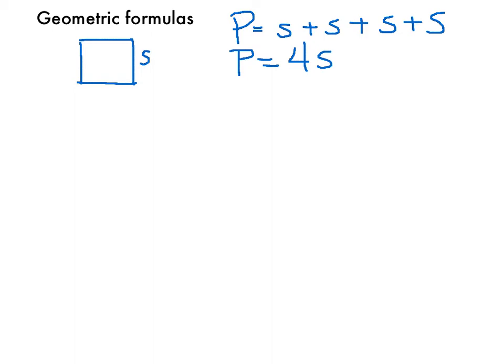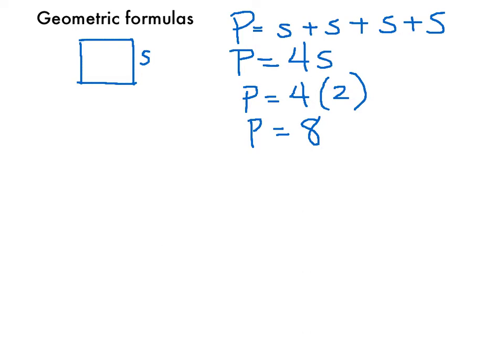If we substitute the number 2 for the S, we can say that P equals 4 times 2. And we can solve that. P equals 8. Notice that when substituting numbers for letters in a formula, it is good practice to put the number in parentheses.